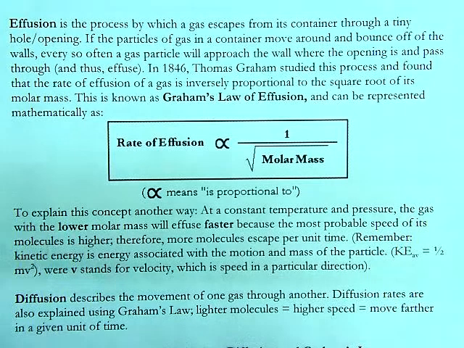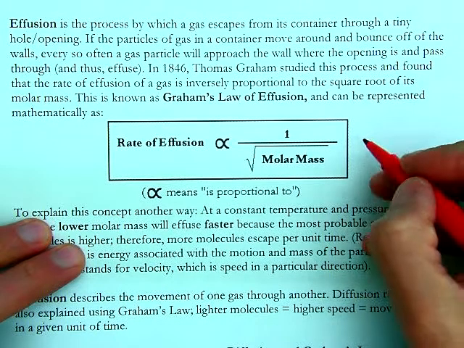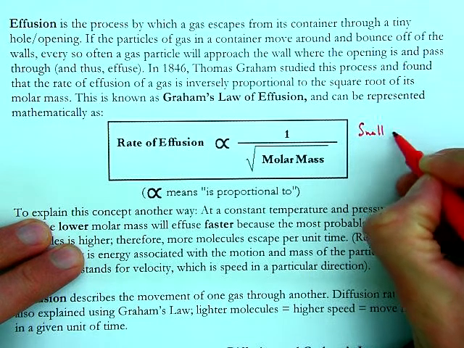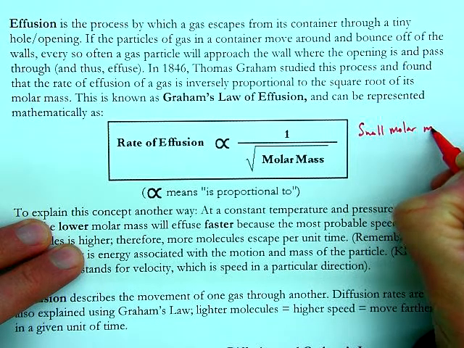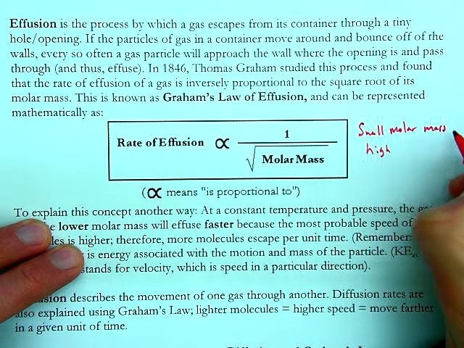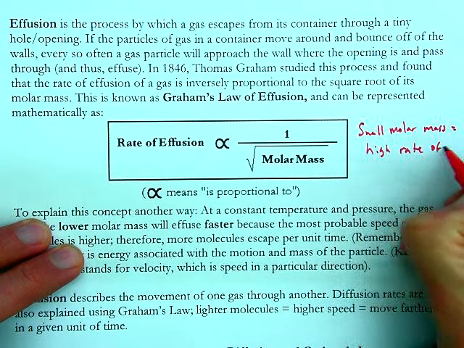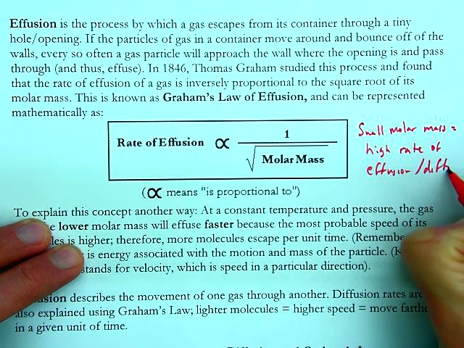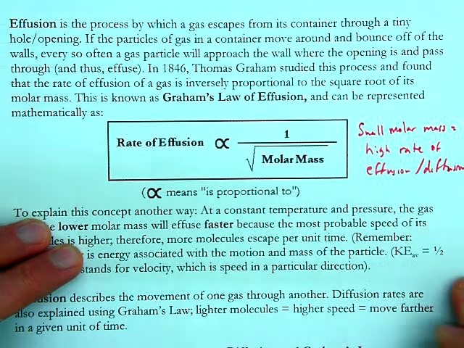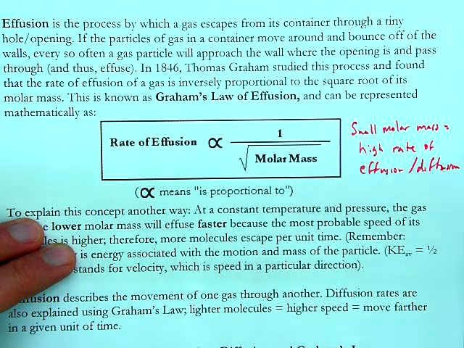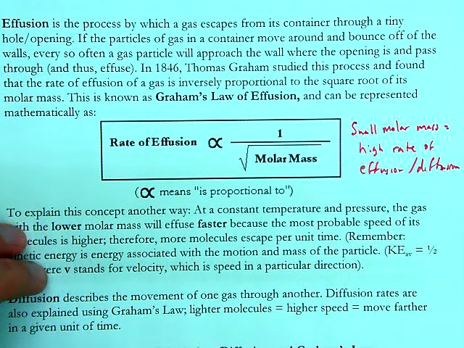So thinking about what that means or how that makes sense, that means that a small molar mass would have a high rate of effusion or diffusion. So if it's a lighter molecule, it will effuse or diffuse faster. If it's a heavier molecule, it will effuse or diffuse slower.